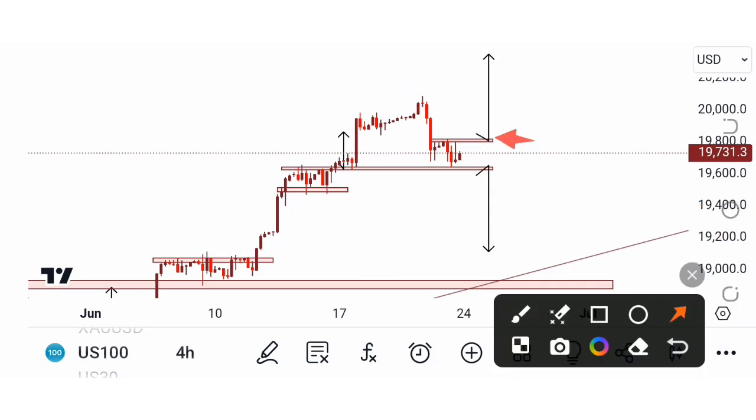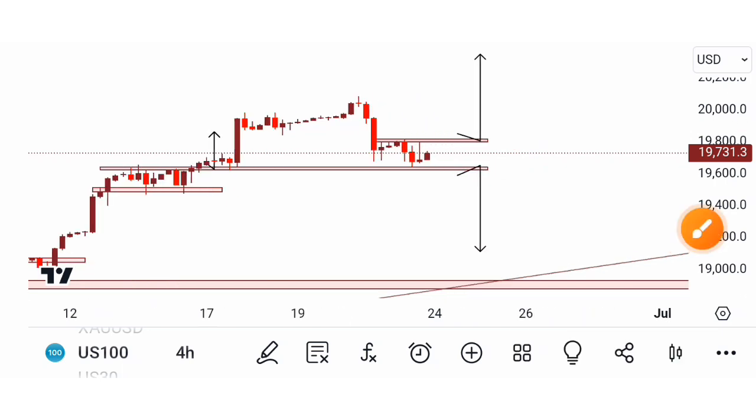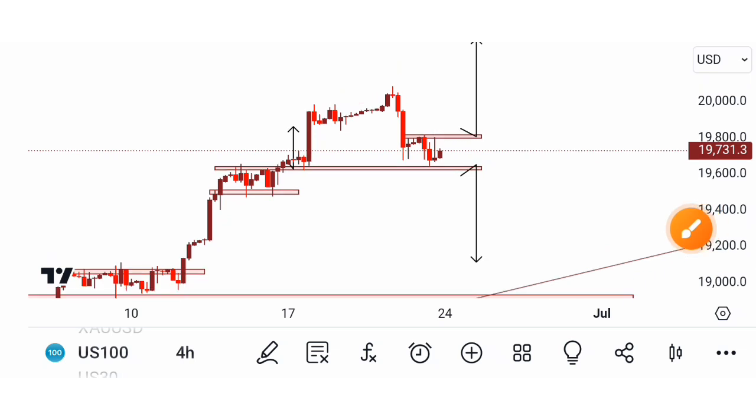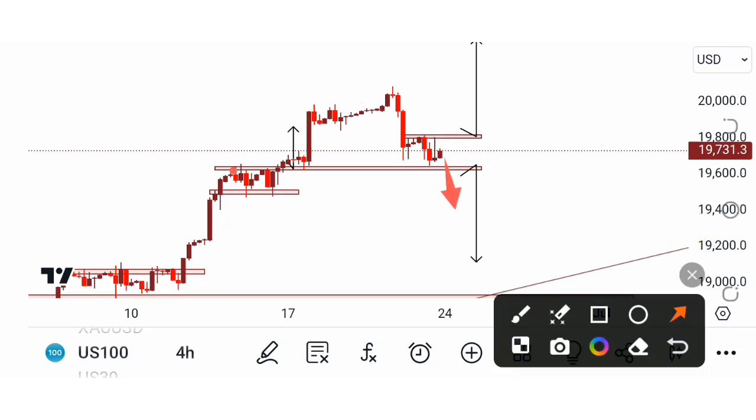I am looking at this resistance and this support over here. Now, I'm not going to buy on this support, and I'm not going to sell on this resistance. Instead, for me to know that the market is coming down, I need to see the market break this support, coming back inside this range over here. This range that we have spoken about in the past.